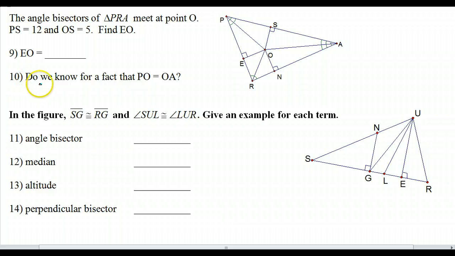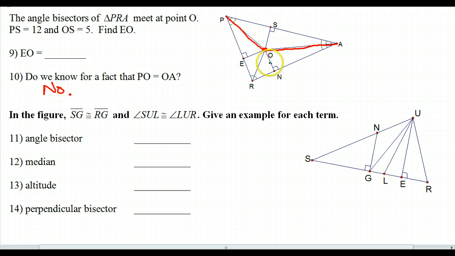Okay, number 10. Do we know for a fact that segment PO is equal to OA? Okay, so of course we're talking about PO, this distance right here, and OA, this distance right here. So these are distances to the vertices. The answer is going to be no.